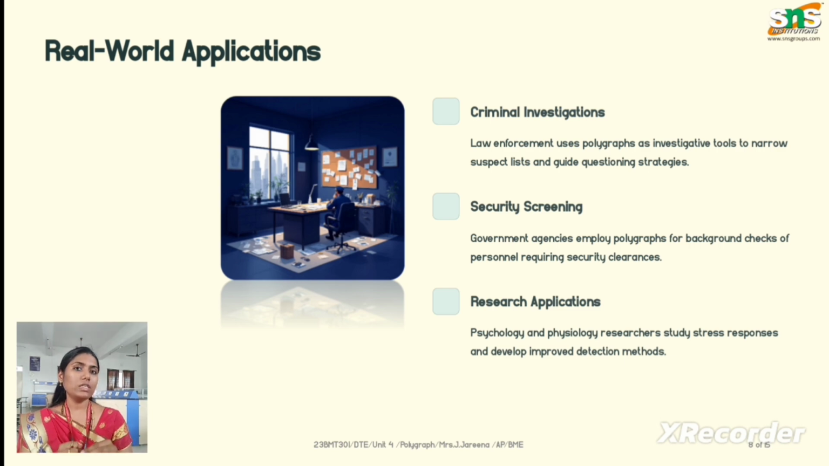Basically, these polygraph devices are used in criminal investigation, as we discussed already. It helps to narrow down the suspect list and guide the questioning strategies, because we have three sets of questions: neutral, relevant, irrelevant, and comparison-based questions. So this polygraph device will guide the investigator to change any strategy or any question based on the responses recorded in the polygraph device.